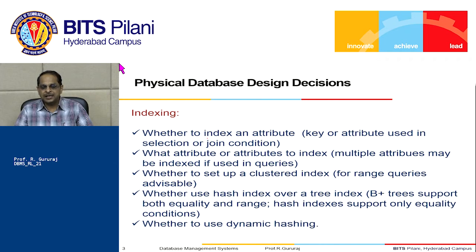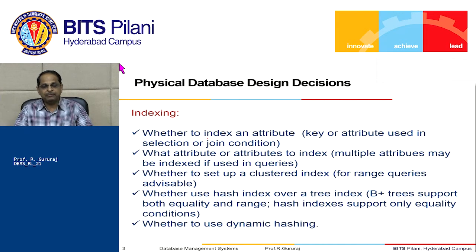If I am using hash indexes, they will not support range queries. They will support only equality queries. And if I use B plus trees, the advantage is that they support both range queries as well as equality conditions. We need to take a decision on that as well, depending on the requirement.